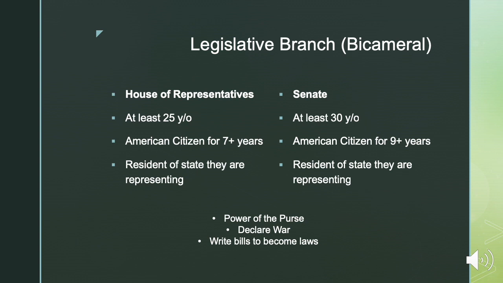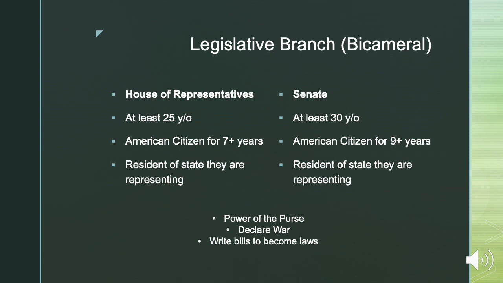So our legislative branch is broken up into two separate houses, and this is called a bicameral legislative body. Bi meaning two, cameral meaning house, so it's made up of two separate houses. So let's go ahead and start with our lower house. Our lower house is going to be our House of Representatives.